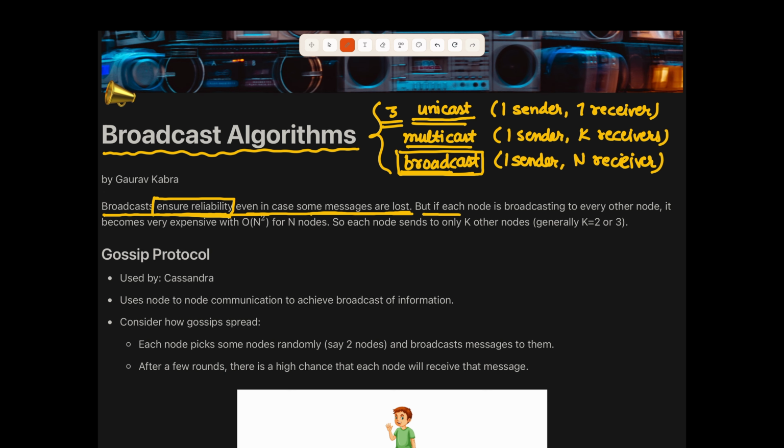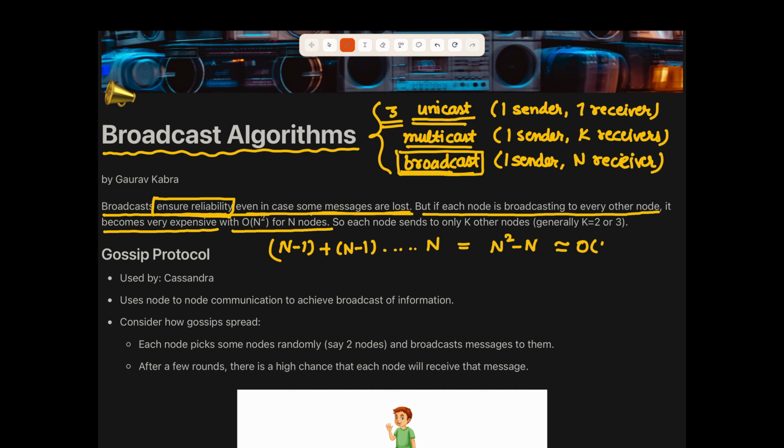But if each node is broadcasting to every other node, it becomes very expensive, with big O of n square complexity for n nodes. So let's say there are n students in your class. Each student is broadcasting to the other n minus 1 students. The first student is broadcasting to n minus 1, then the second student is broadcasting to n minus 1, and this goes on for n students. So if you sum it up, it will become n square minus n, which is of the order of n square.